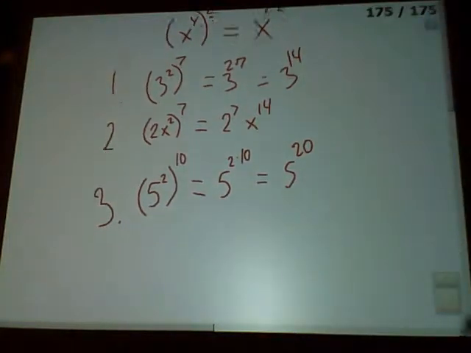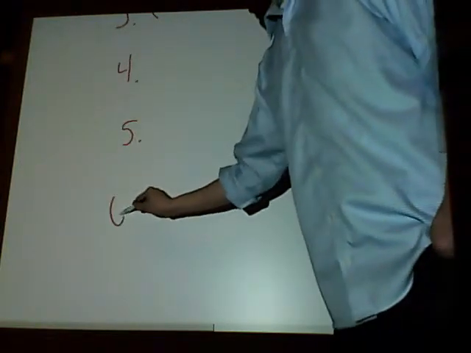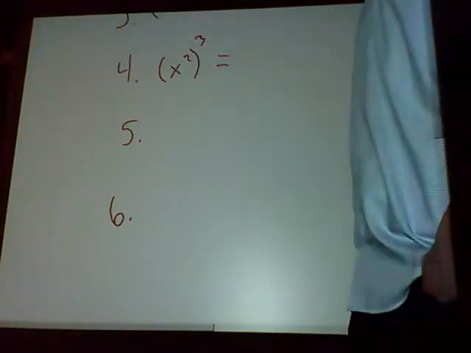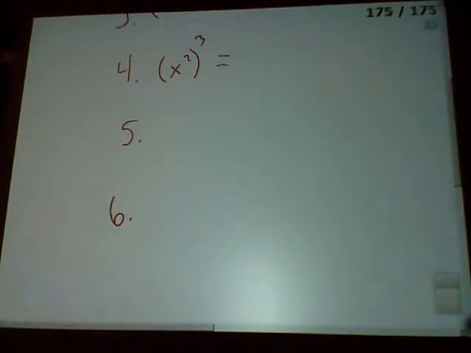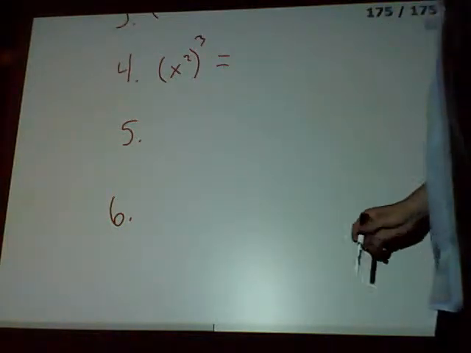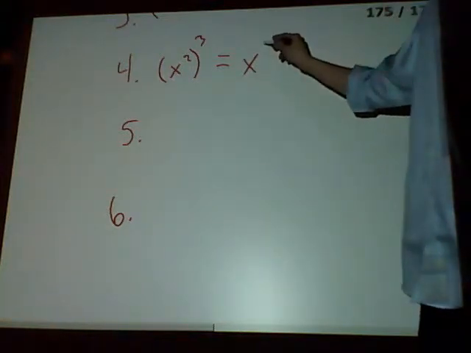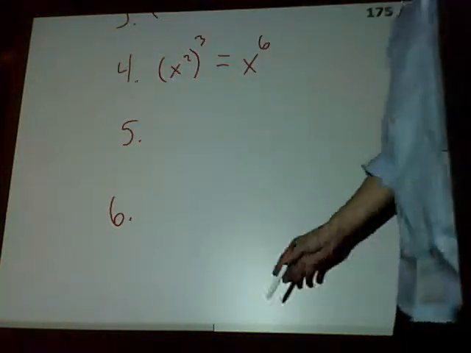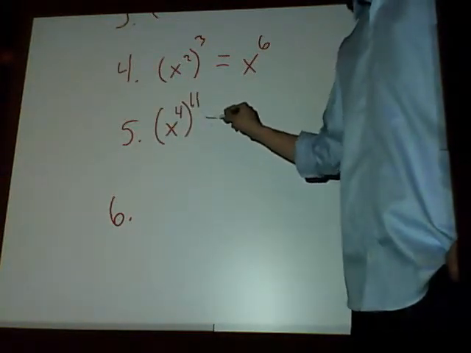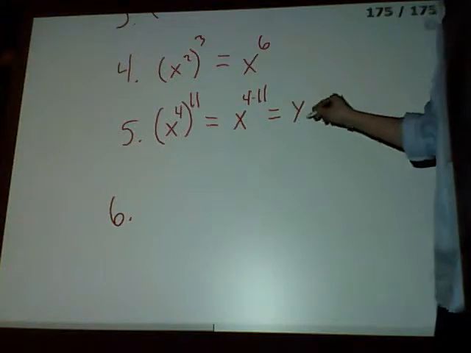Let's try one more of these. Scroll down a little bit. All right, so let's do 4, 5, and 6. Okay, so let's do x squared cubed. What's that? All right, whatever you do, don't add them, okay? Make sure that you remember, hey, it's outside of the parentheses. It's almost like distributive property or something. Just multiply, okay? Remember, parentheses usually means multiply anyway, so right now, just go ahead and multiply. So 2 times 3 makes 6. Okay, so you got that. Let's try x to the 4 to the 11th power. Well, that means x to the 4 times 11, and that's 44.